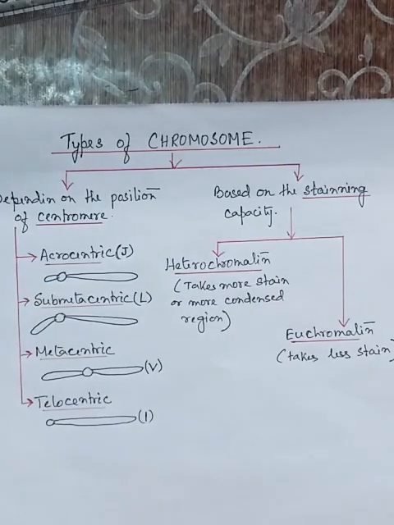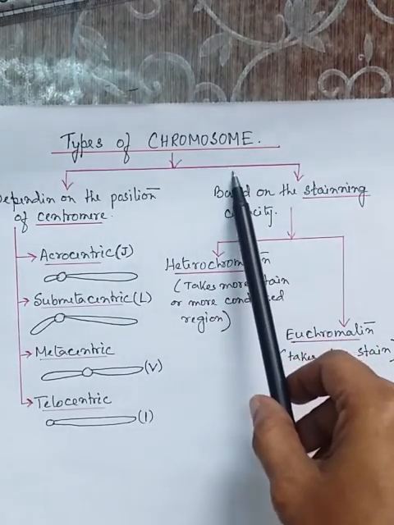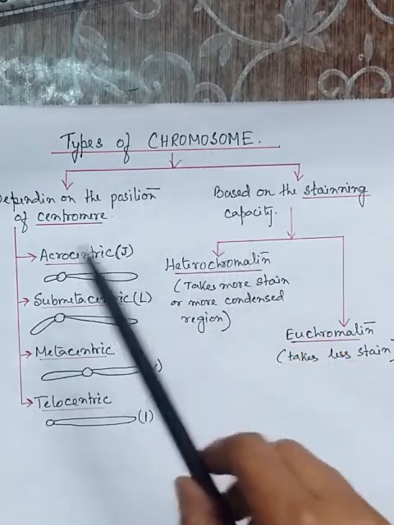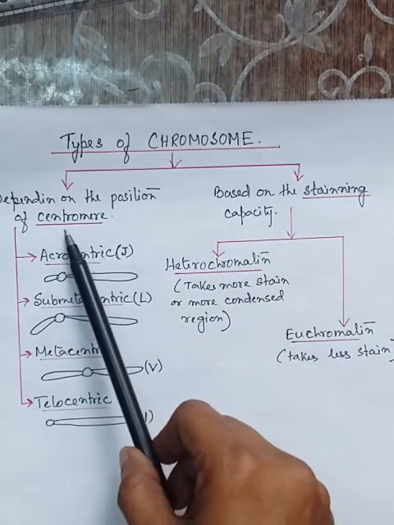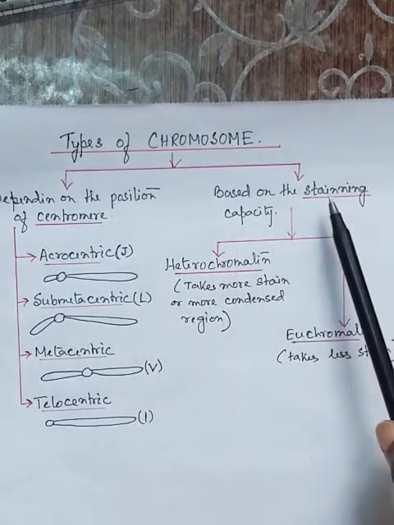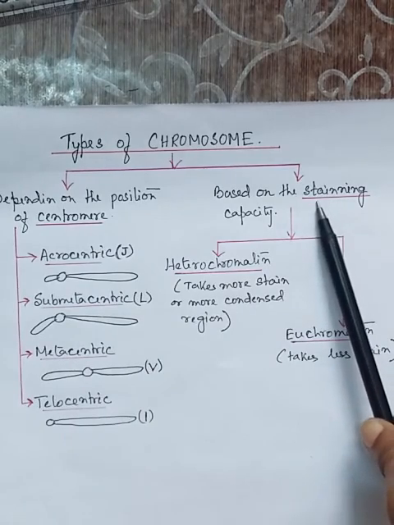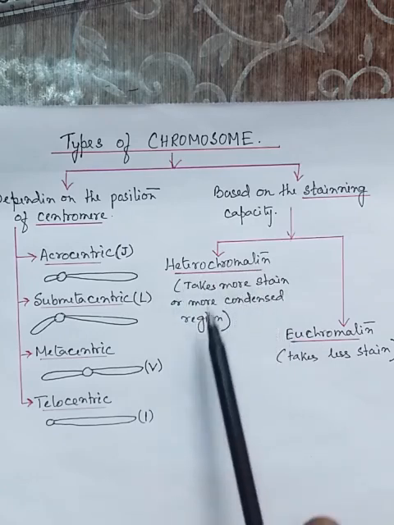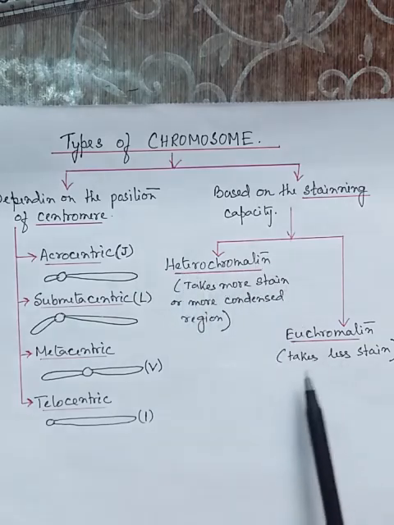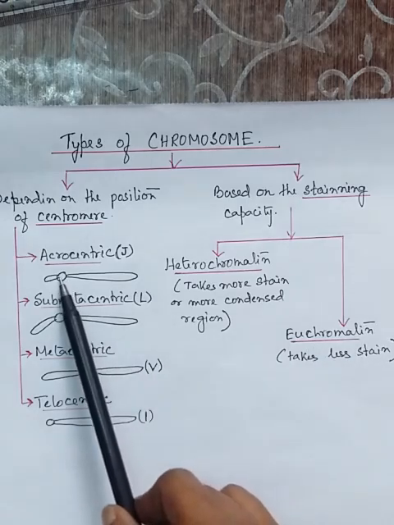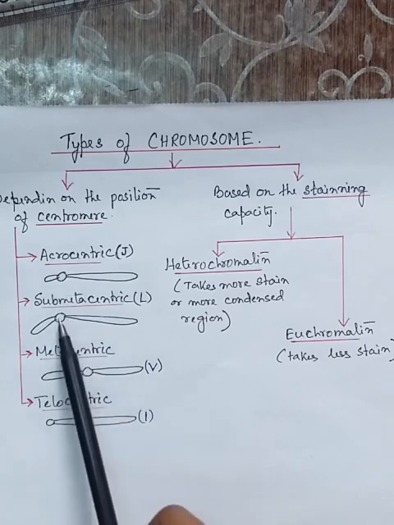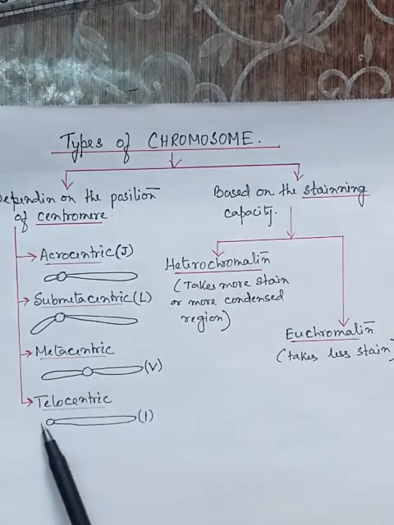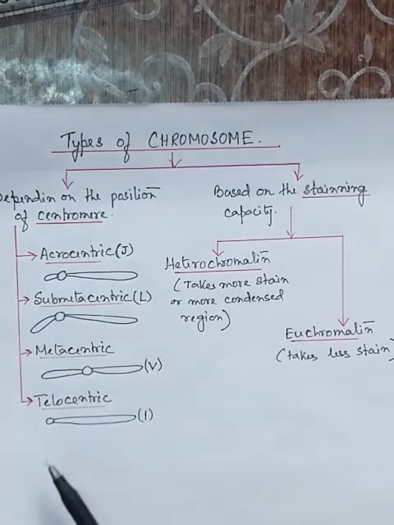Now we will learn the types of the chromosome. We can divide the chromosomes into separate types depending on the position of the centromere and depending on the staining capacity. Just now what I told, the portion which takes more stain or is more condensed is called heterochromatin, and the portion which takes less stain or is less coiled is called euchromatin. And depending on the centromere, you know, this is the centromere of this chromosome, this one is the centromere of another chromosome. So depending on the position of the centromere, we can divide the chromosomes into four separate types.